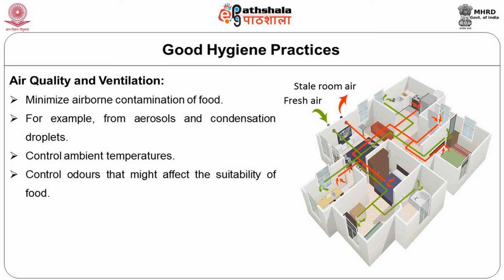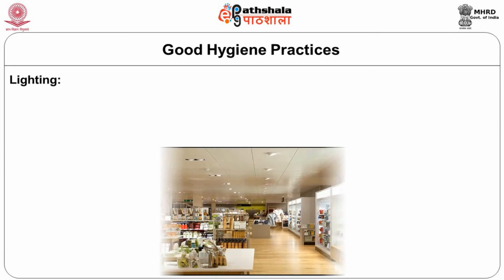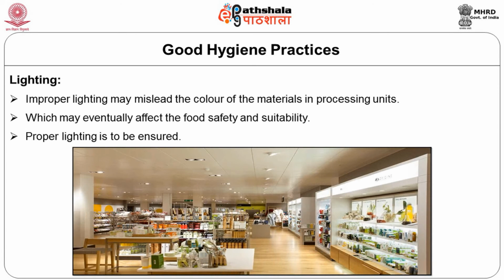In some processing units, even the odors might affect the suitability of food; sometimes the odor may actually make the food unfit for consumption. So, we should take care that suitability and safety are ensured. When it comes to lighting in the design, proper lighting should not be misleading. That means the colors we use and the type of lighting are very important. We should not get confused if it is not properly lighted.